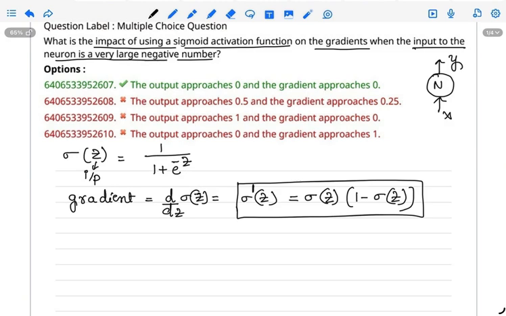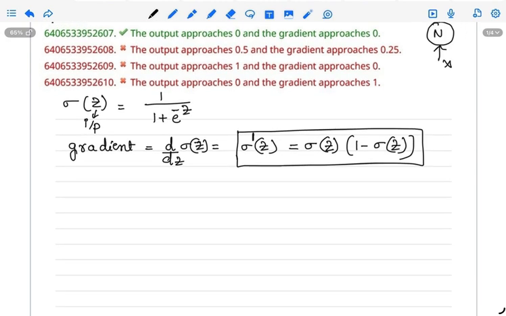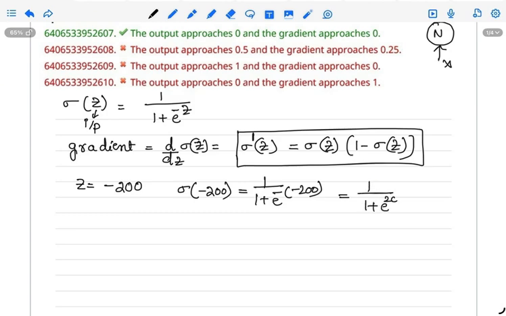The input to the neuron is a very large negative number. So given z is a large negative number, for example z equals minus 200. Then sigma of z is 1 by 1 plus e power minus of minus 200. Its value becomes 1 by 1 plus e power 200. So e power 200 is a very large number, that is an infinite value. So that is 1 by 1 plus infinity, which is also infinity.